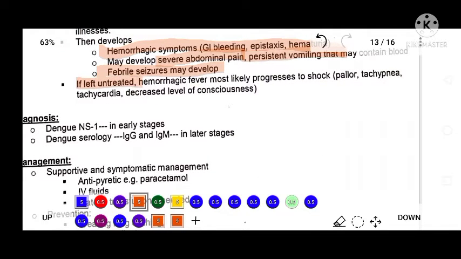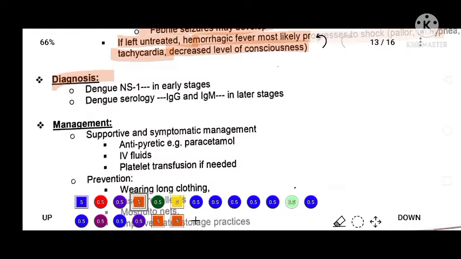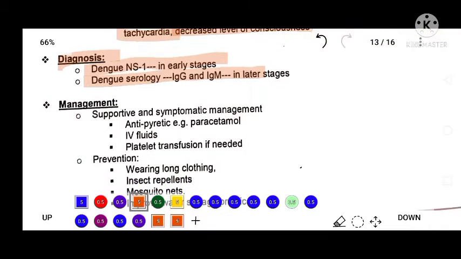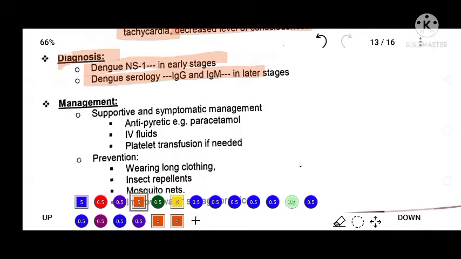So, if it is untreated, hemorrhagic fever may progress to shock. Because of hemorrhage, shock develops, and then pallor, tachycardia, decreased level of consciousness occur, and dreadful conditions can develop. The diagnosis for the dengue virus is serology of IgG and IgM, which can diagnose it in the later stage.